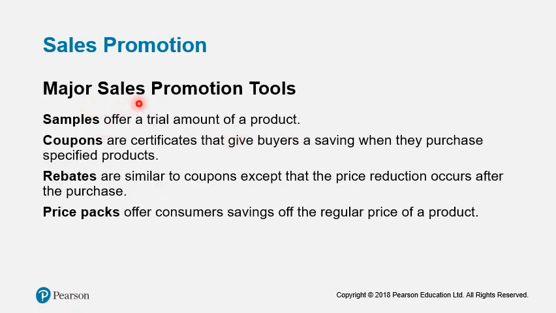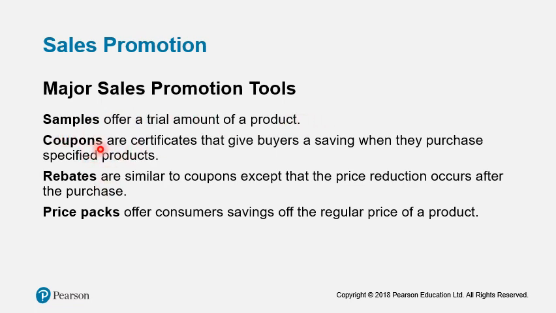Okay, let's look now at the major sales promotion tools. The first one is sample. Samples are a trial amount of a product, like a trial of a shampoo or a skincare sample. Sometimes at the supermarket when you go buy drinks, there are promoters, the salespersons, who offer you a small cup of that particular drink as a sample, so that you try the product first, and if you feel that it is nice, then you will buy the product itself. So a sample is a trial amount of product.